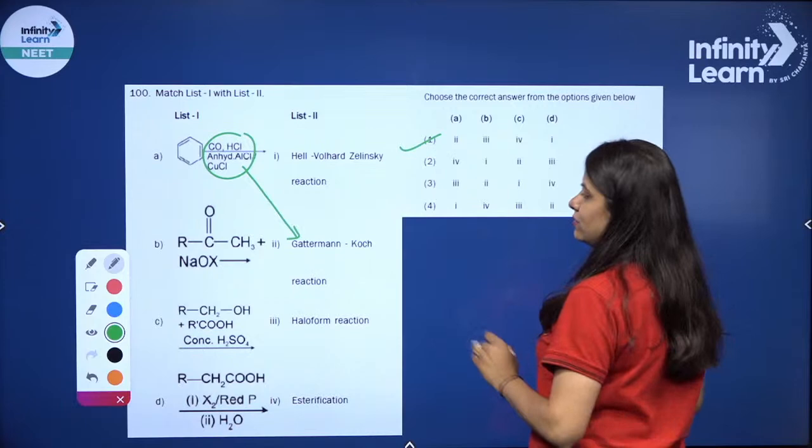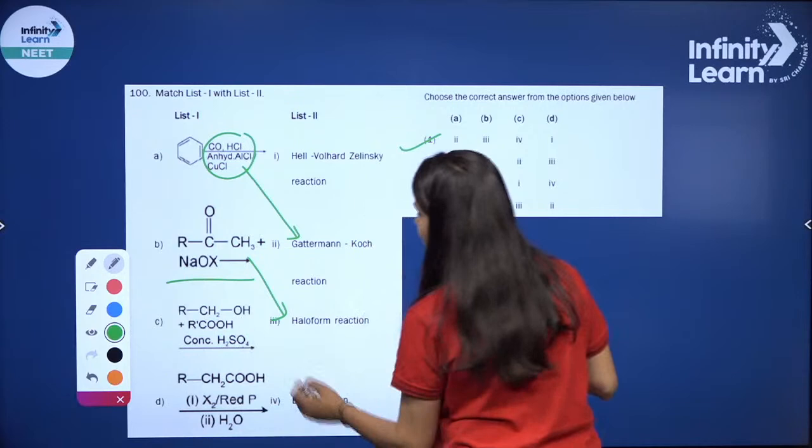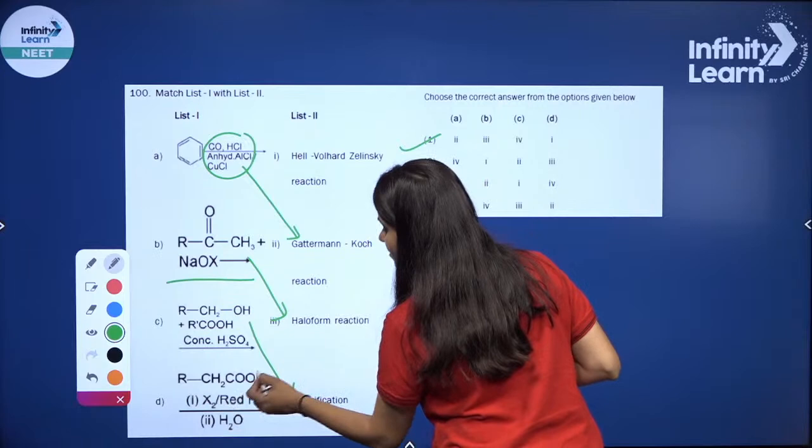So let's see, B is what? This is haloform reaction, so it will match with third, correct? C is what? Reaction of alcohol with acid, this is esterification, so this should match with fourth. And D, this is Hell-Volhard-Zelinsky reaction, that is option number 1. So answer has to be 1.